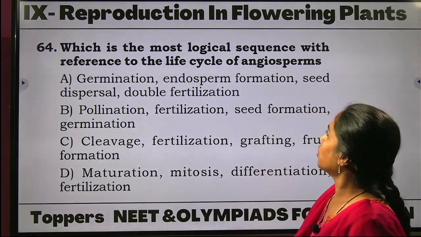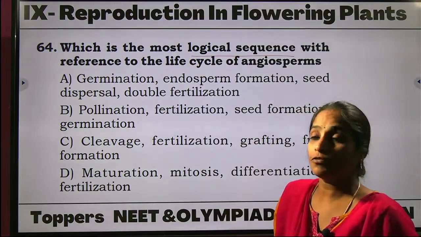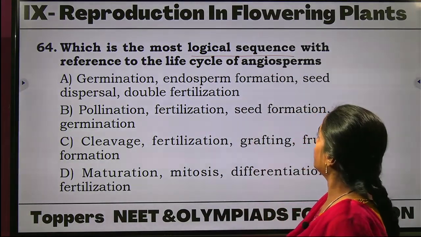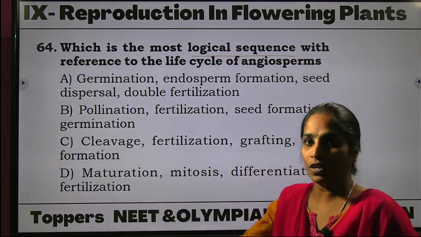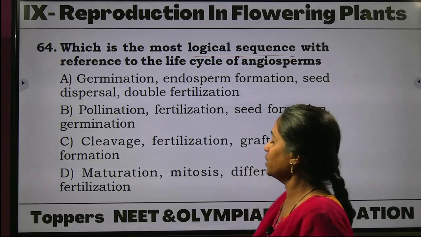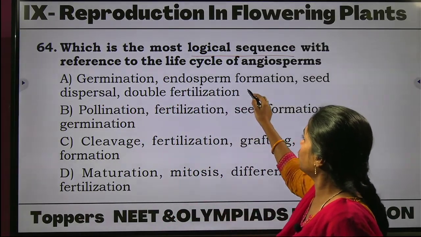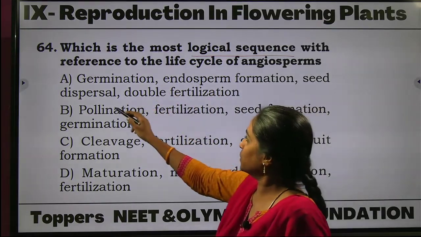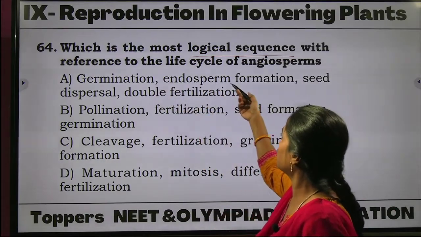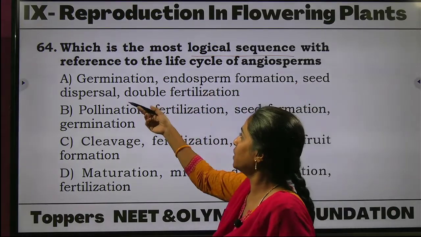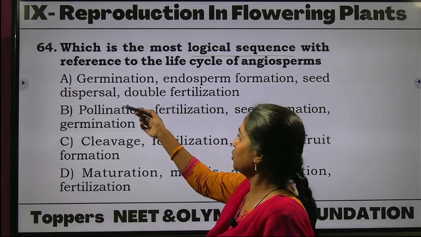Which is the most logical sequence with reference to the life cycle of angiosperms, flowering plants? What is the life cycle of flowering plants? He is asking. Okay, let us see. Option A is germination process, formation of endosperm, seed dispersal, double fertilization. What is endosperm formation? What is seed dispersal? And what is germination? There is no connection between each and every word.